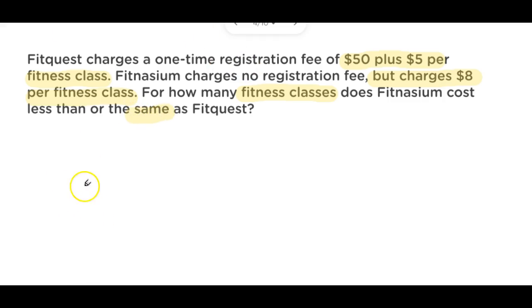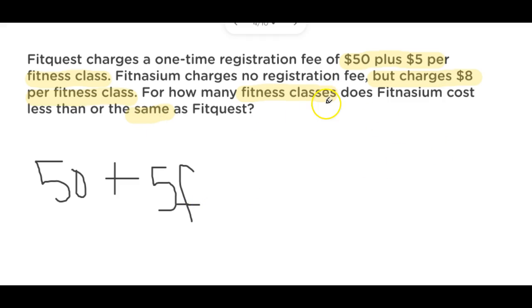All right, so let's get into it. So we know that this one charges $50, and it says plus 5, and it says per class. Now, I went ahead and highlighted this per class. How many classes, right? So we already know that the variable is going to go right there. Okay? On this other one, Fitnasium, they don't have an initial cost, but they charge $8 what? Per fitness class. We're looking for per fitness class. So I'm going to put an F right there.